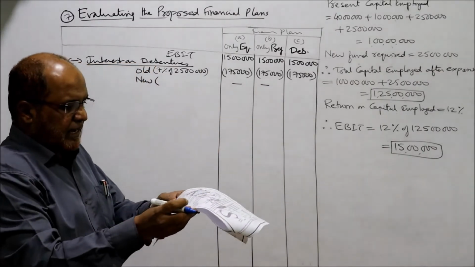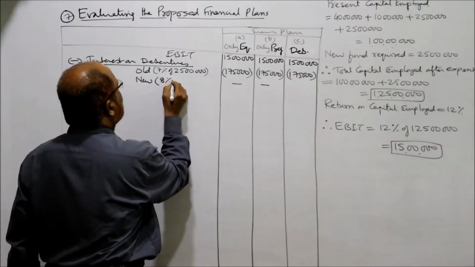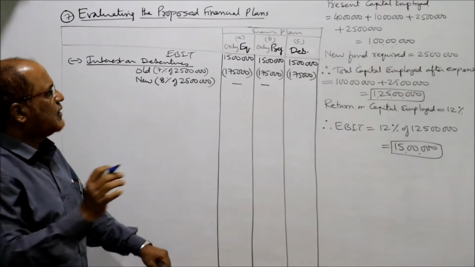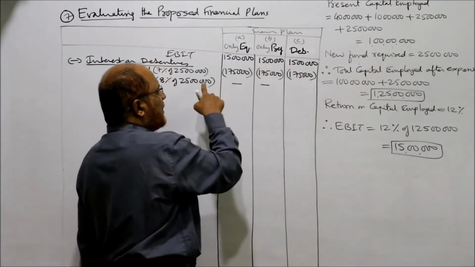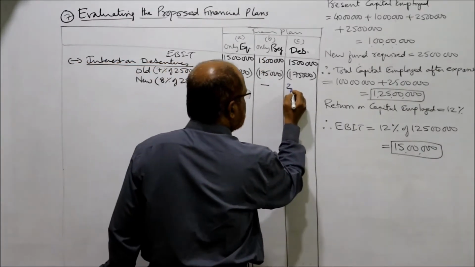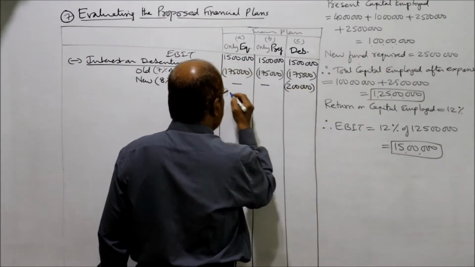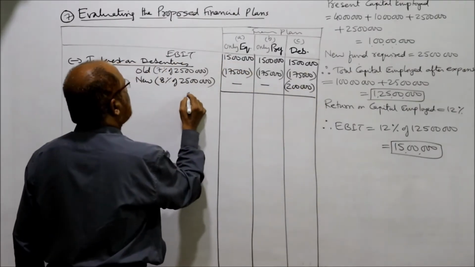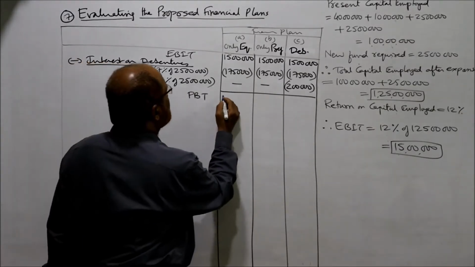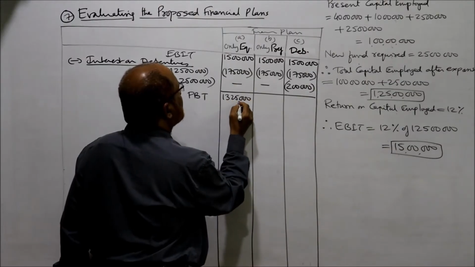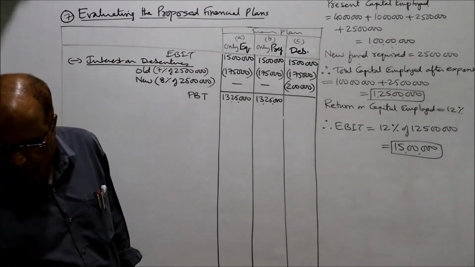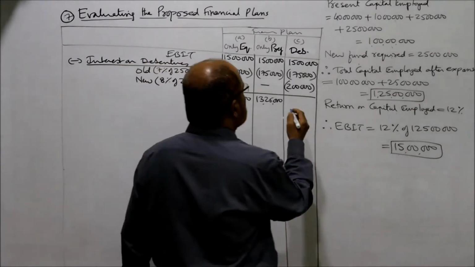In the new capital, 8% of 25 lakh. In the new requirement, in the third case only debentures, the complete 25 lakh rupees will be raised by debentures at 8%, which is 2 lakh. Now when we subtract, we'll get PBT. So PBT is 13,25,000. Here also the same, 13,25,000. And in the last column it is 11,25,000.